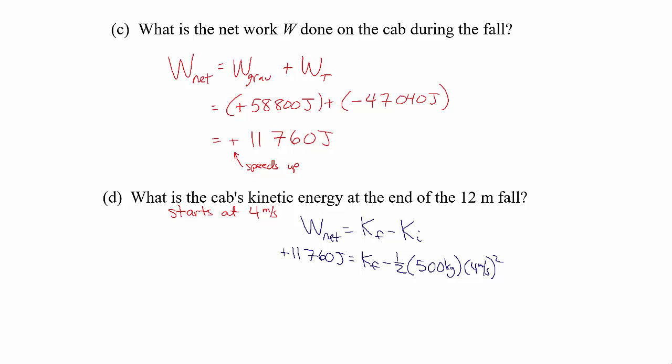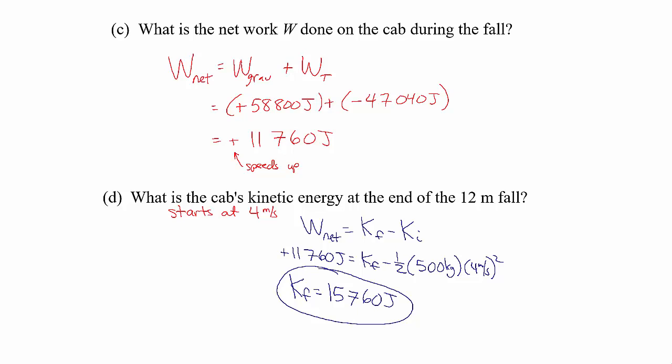Again, it's not starting from rest. We were told that the elevator cab was moving at 4 meters per second. So the initial kinetic energy is 1/2 times 500 kilograms times 4 meters per second, that quantity squared. This gives us a final kinetic energy of 15,760 joules. So it started with a certain amount of kinetic energy.